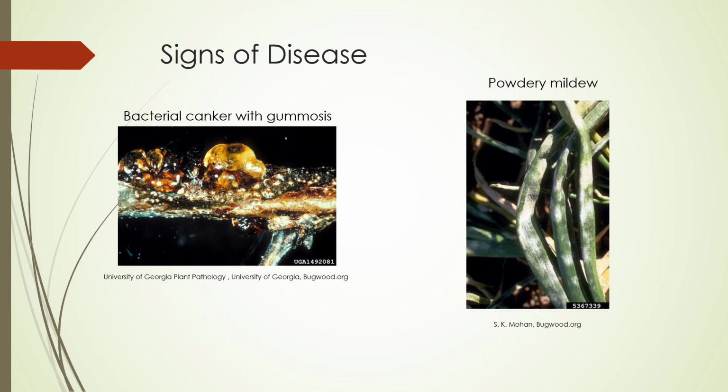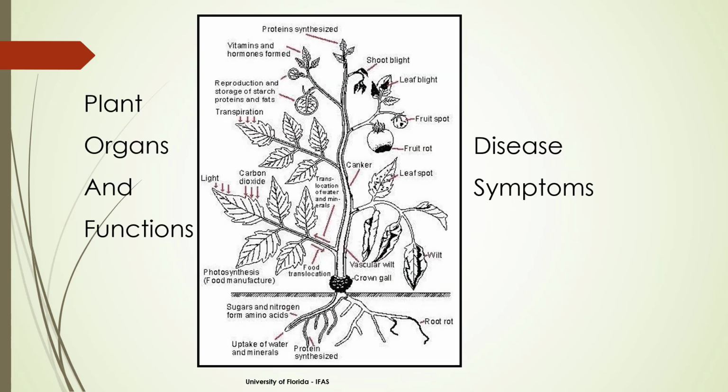Here we have bacterial canker with gummosis. The gummosis is the sign. Powdery mildew is a fungus, and so the fruiting bodies for that are the sign. So disease symptoms can interfere with some of the plant functions. Here we have crown gall, which can cause vascular wilt, canker, fruit rot. There's many ways in which some of these functions are interfered with by diseases.